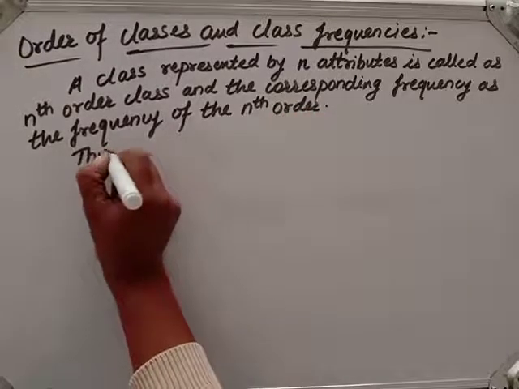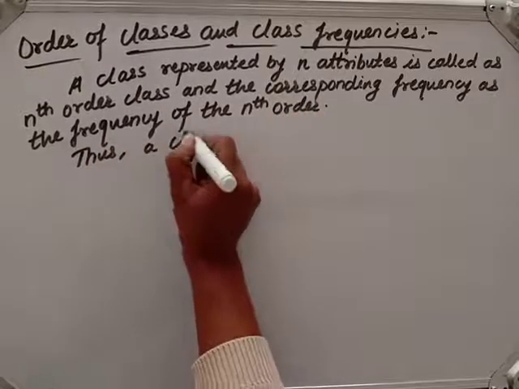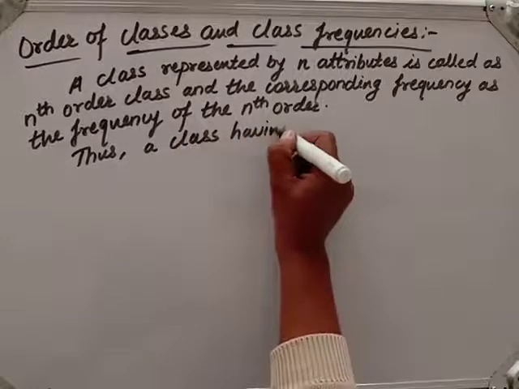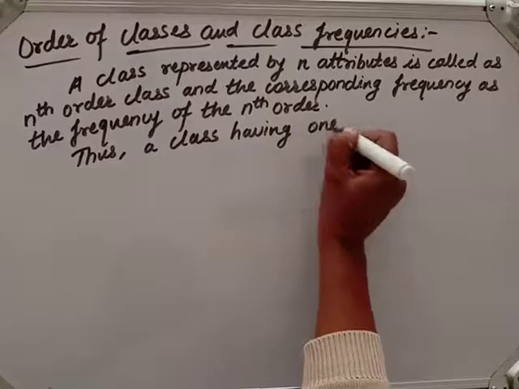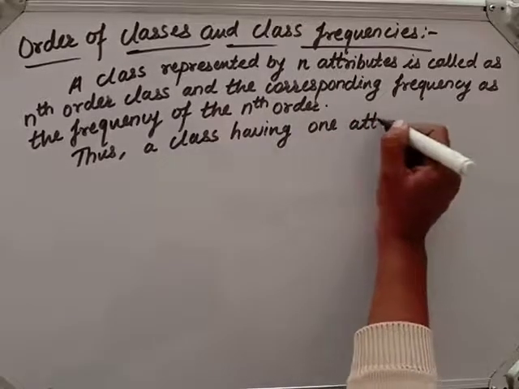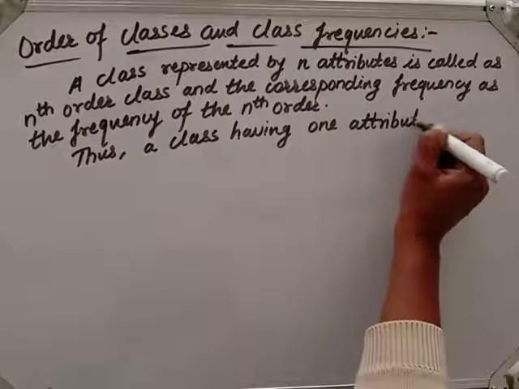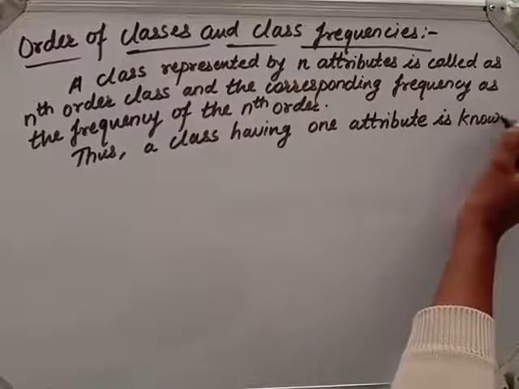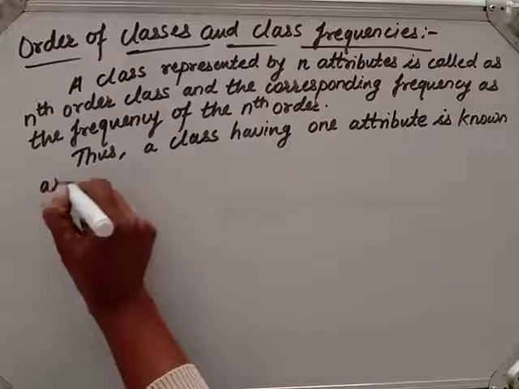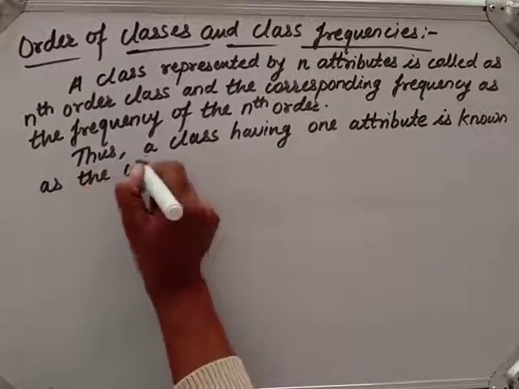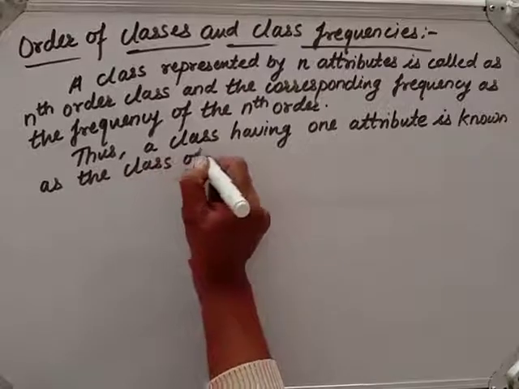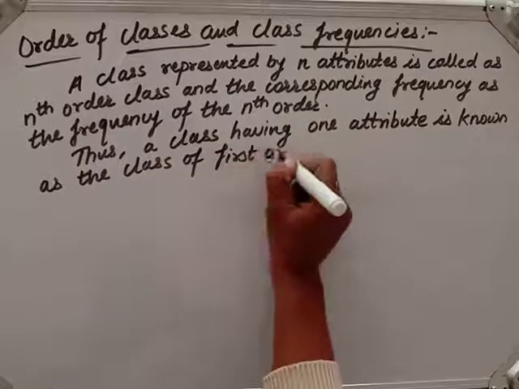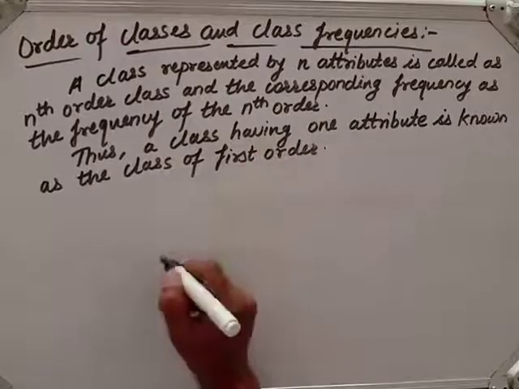Thus, a class having only one attribute is known as a class of first order, etc.